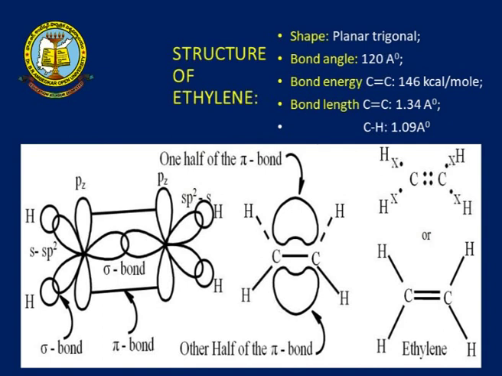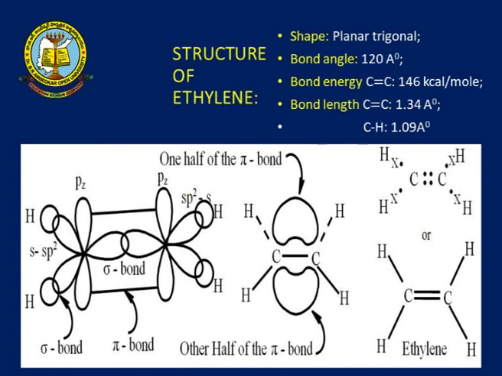Therefore, a pi bond cannot exist individually. It has to be along with the sigma bond. Once the sigma bond is formed, only then can a pi bond be formed. Therefore, in one double bond, there is one sigma bond and one pi bond.